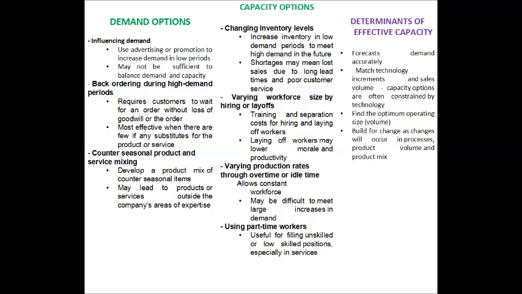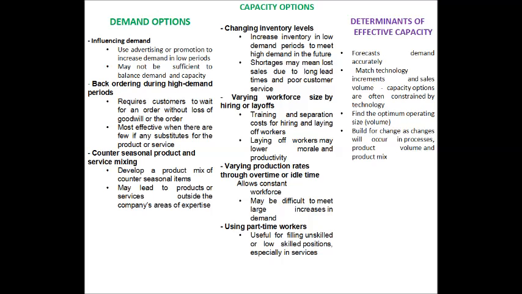The third one is varying production rates through overtime or idle time. Although a constant workforce may be difficult when meeting large increases in demand. The fourth one is using part-time workers, useful for filling unskilled or low-skilled positions, especially in services.